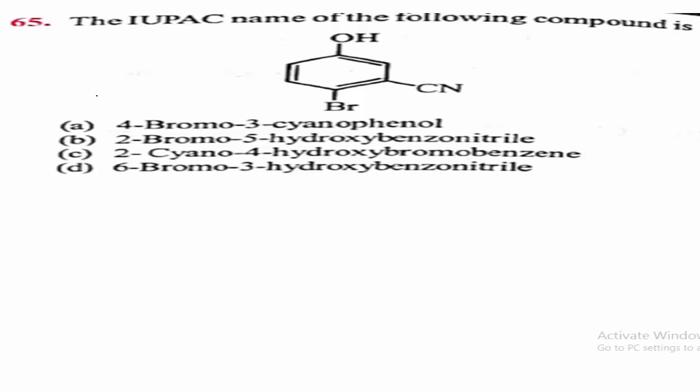Okay students, observe carefully. Here an aromatic compound is present in the structure. It contains a Br substituent group, a CN substituent group, and an OH substituent group. Respective options are also given in the question. Students, in the given structure, CN, the cyanide group, has higher priority than the alcohol group and the bromine group.